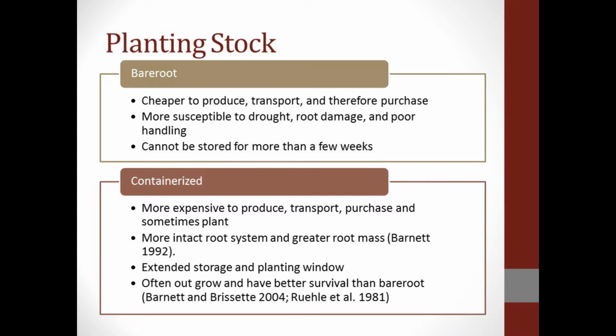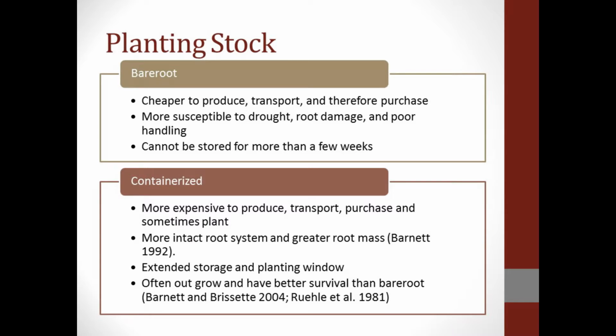But when we look at containerized stuff, it tends to be more expensive. It's harder to transport. It's a bulkier seedling, harder to plant. I typically end up having to pay my planting contractor more to plant this stuff. However, it has a more intact root system, tends to have greater root mass. And what that translates into is it'll often outgrow and outsurvive bare root stock on the same site. And I have some research later to show that we've actually found that result locally as well as other places.